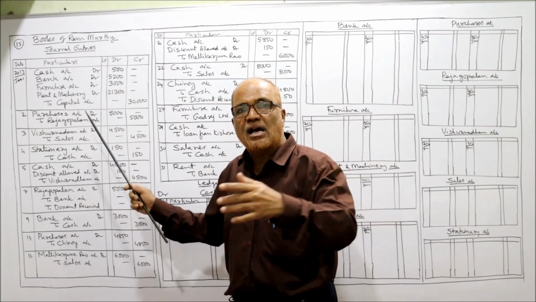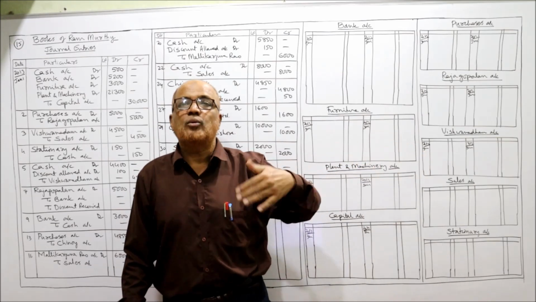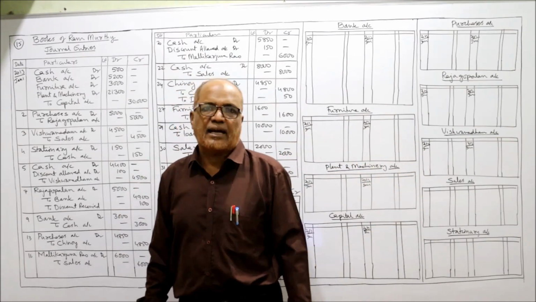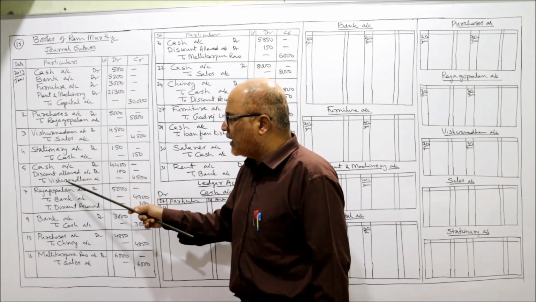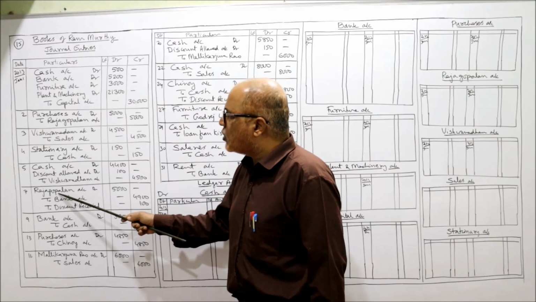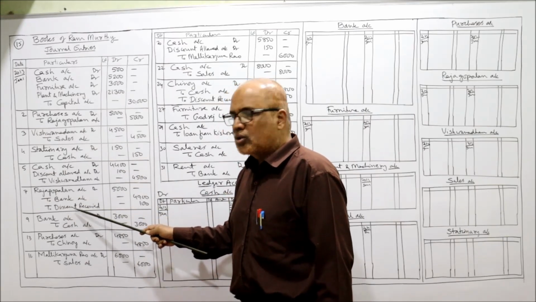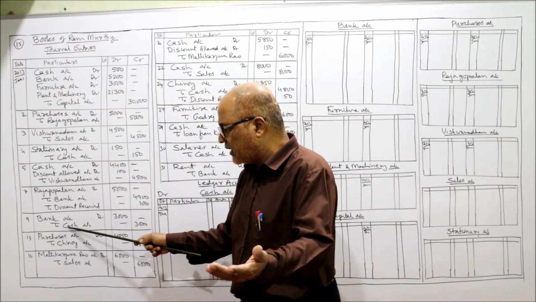I'll show you the examples of posting in these 10 accounts. Remaining accounts you have to practice yourself, how I'm posting now. The same way you have to post the other accounts also. So you have to make discount allowed account. Vishwanathan account is already there. Then Rajagopalan account already there. Bank account already there. Discount received account. So you have to open discount allowed account, discount received account, bank account and cash account already there.